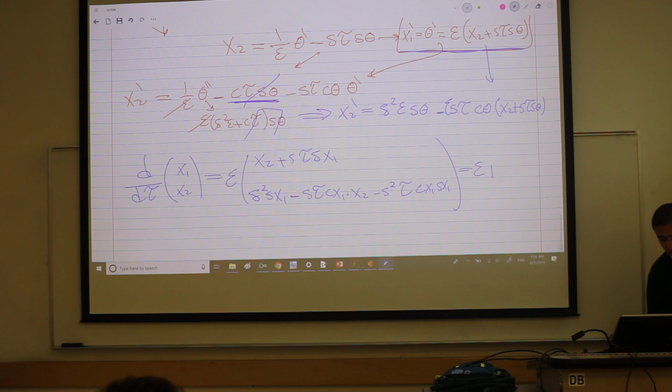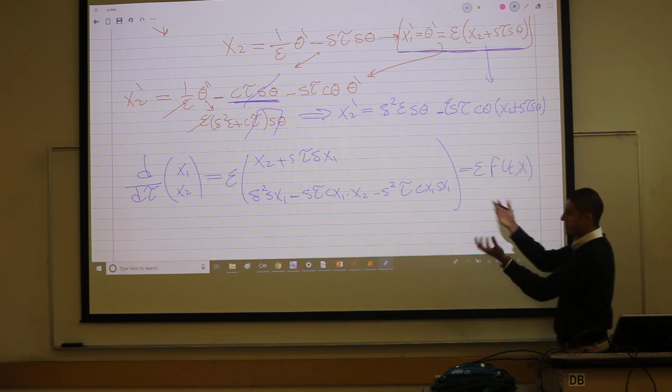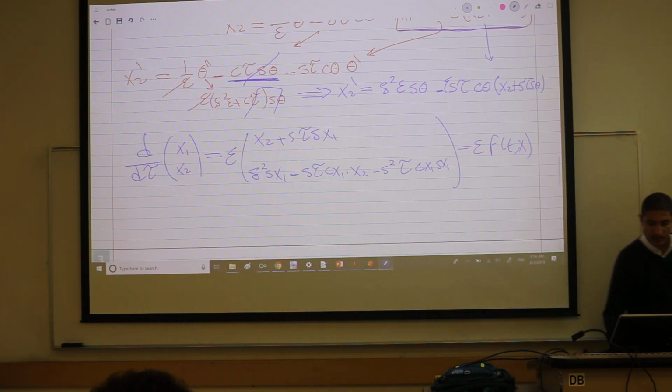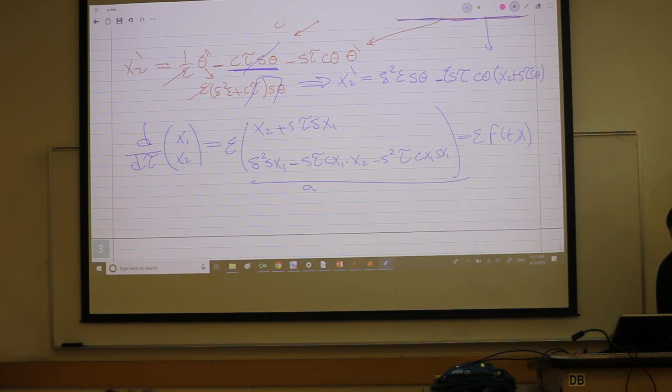This is indeed epsilon f of t and x. Everything inside is the same scale, and I have epsilon outside. I can apply averaging. Just average this. What do we get? So the first thing is epsilon x2 plus 0. The sine goes away, you average sine over its cycle and it goes away.